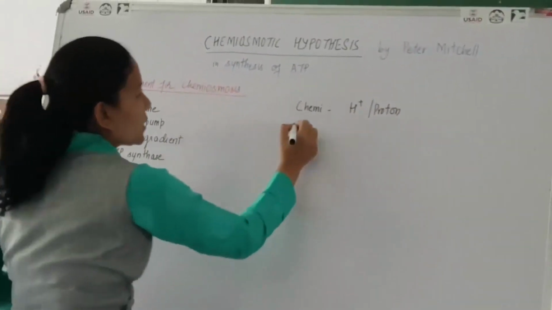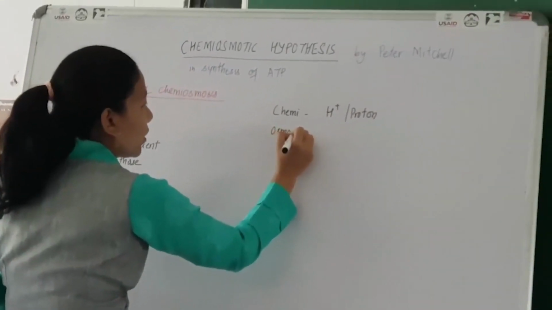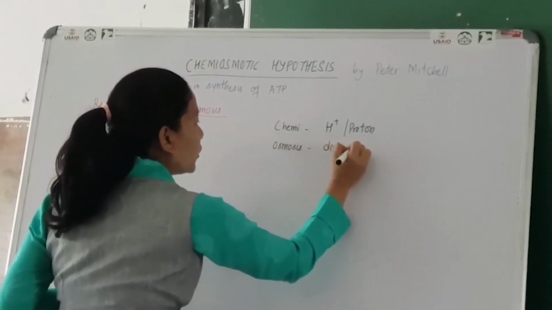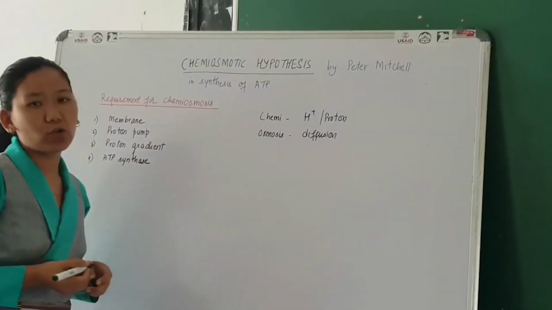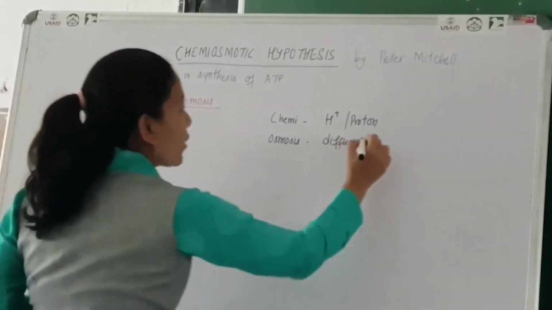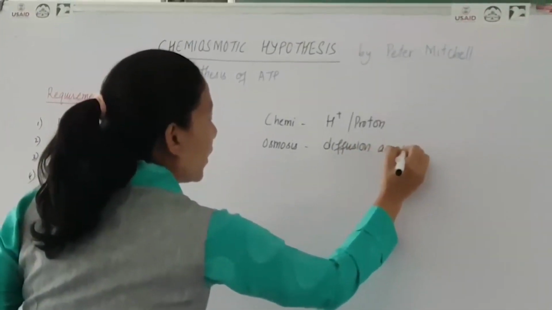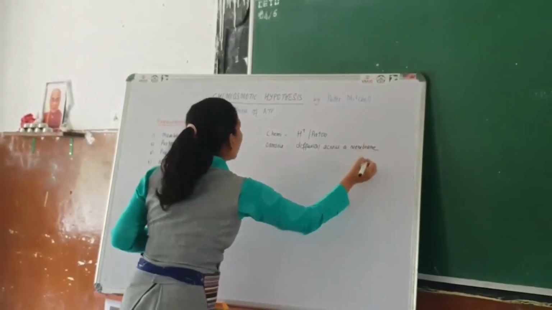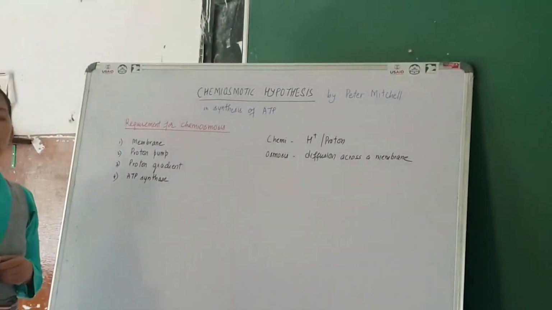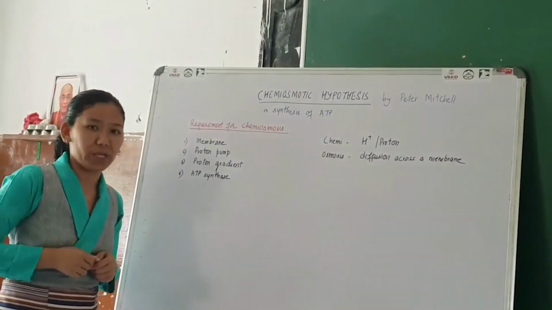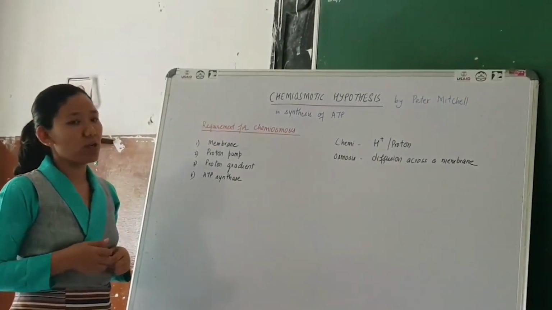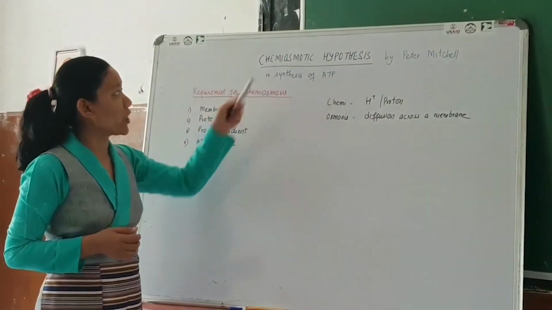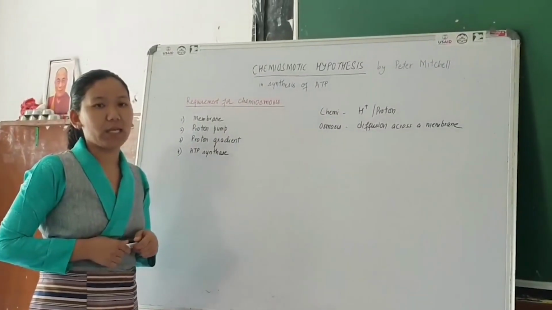And osmosis is a diffusion from higher concentration to lower concentration across a membrane. So this hypothesis explains the synthesis of ATP. Now let us see what the requirements are for this ATP synthesis, or you can say to explain the chemiosmotic hypothesis.